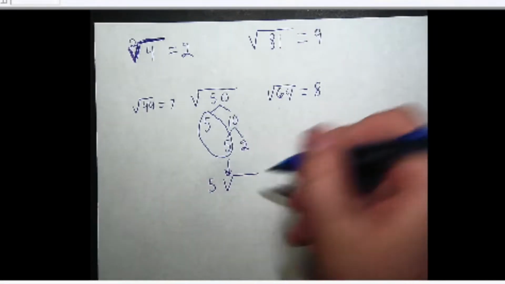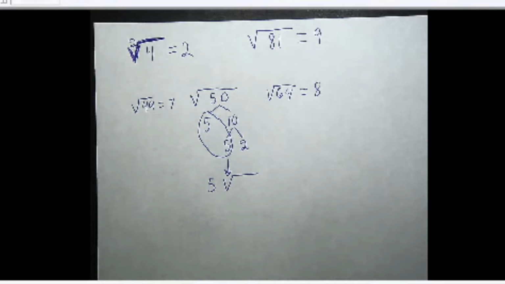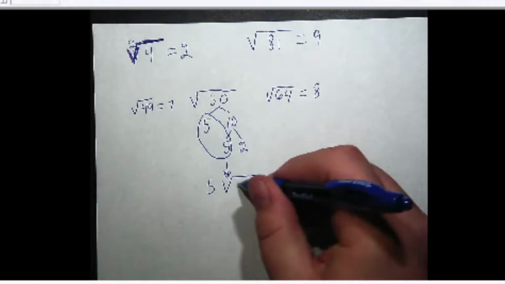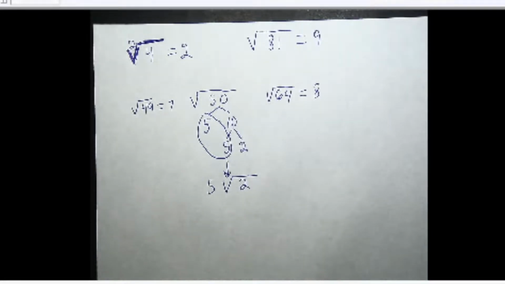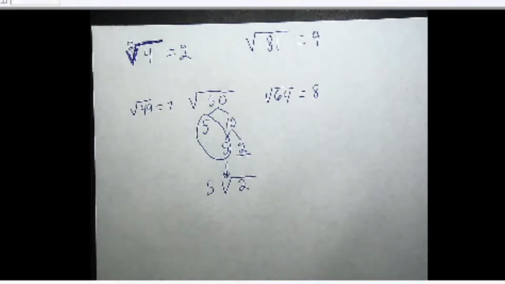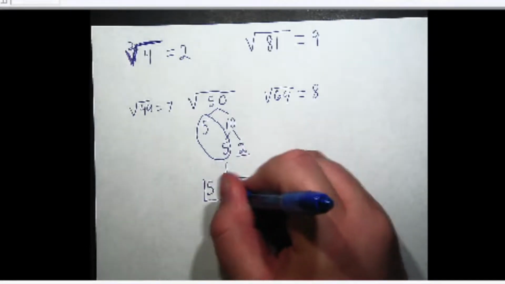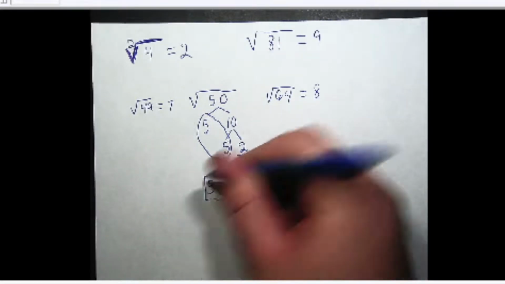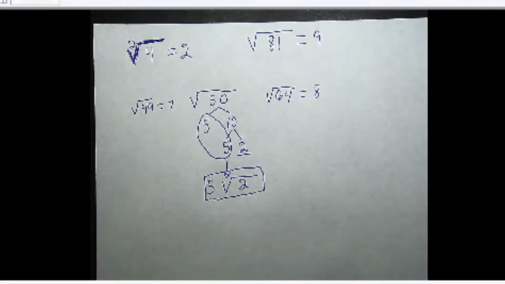We still have a square root though. That's because there's a number left over that wasn't able to match up, can't break up anymore. Which one is it? 2. Yeah. So there's all the prime factors taken care of, and there's our answer. The simplified version of square root of 50 is 5 times the square root of 2, or 5 square roots of 2.